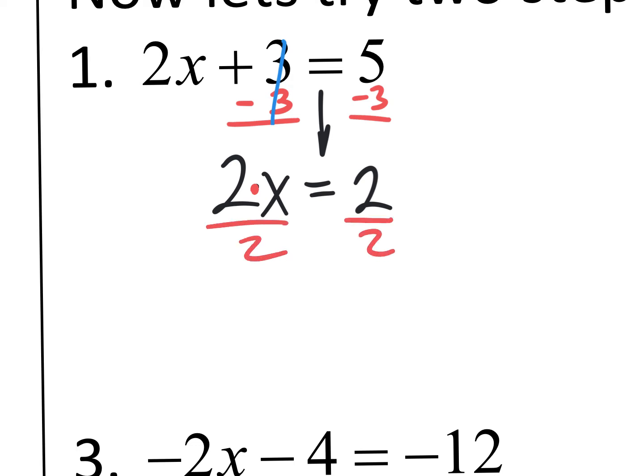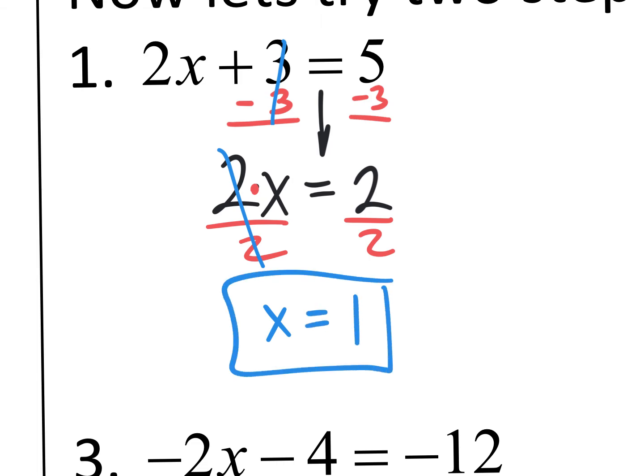And what you do to one side, you do to the other side. And of course, 2 divided by 2 is 1. You could write 1x, but you don't have to write the 1. Actually, I never write the 1. So that's just x equals, and 2 divided by 2 is 1. So there's your answer, x equals 1.